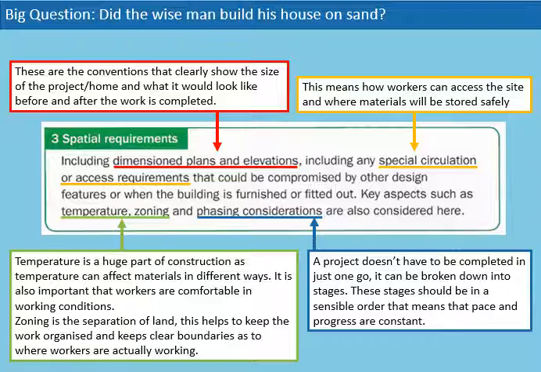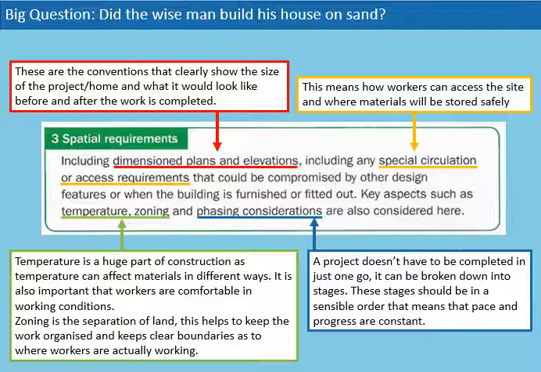Next, we're going to move on to the yellow highlight, which is special circulation or access requirements. This means how workers can access the site and where materials can be stored safely. So they might have some decorative features in the garden, such as a water fountain or even an upground pond, that would need to be moved in order for workers to come in and out holding large sheets of materials and heavy tools.